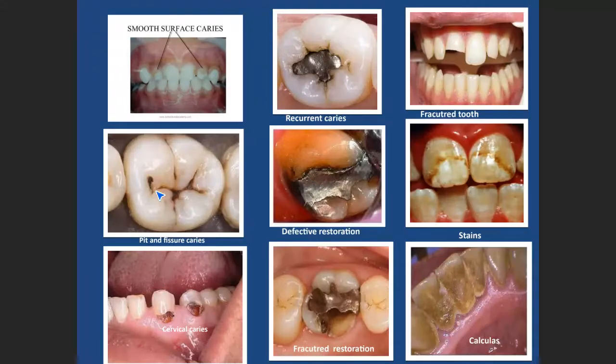See here, this is caries, this is a defective restoration, this is enamel hypoplasia, fractured tooth, recurrent caries, this is cervical caries, fractured restoration, calculus. So all those things you have to record.